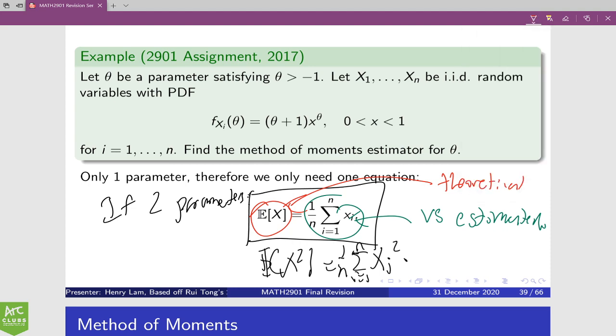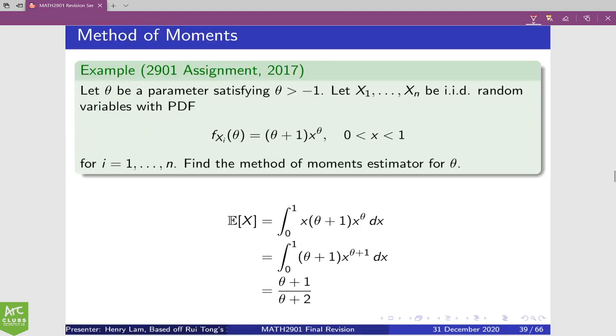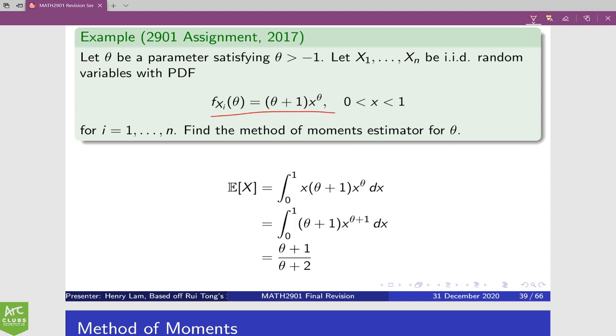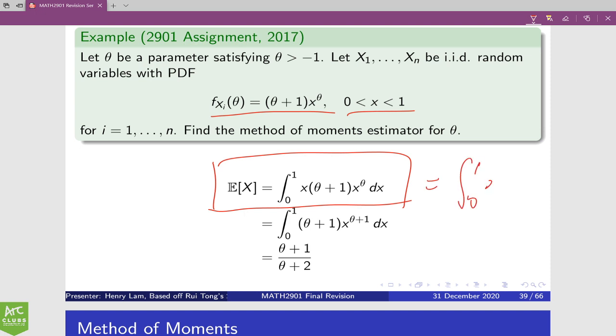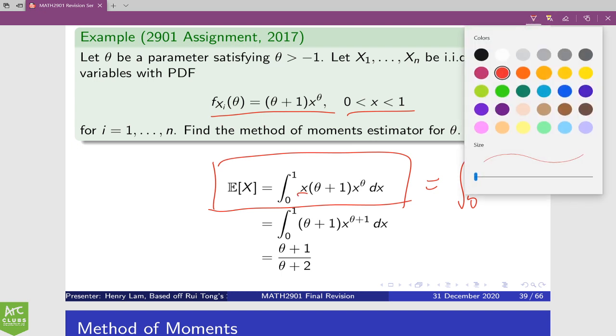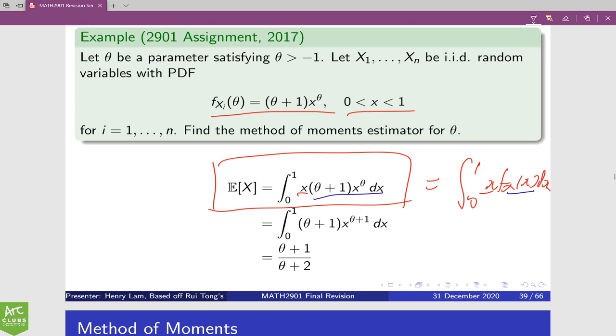Right, so we just need to figure out what the theoretical value is. So we're going to do that. They give you the PDF and they give you the range. So you just sub in that bad boy, right? So it's just the integral from 0 to 1 of x f(x) dx. Right, so you just sub it in. And that's what they did here: x and f(x).